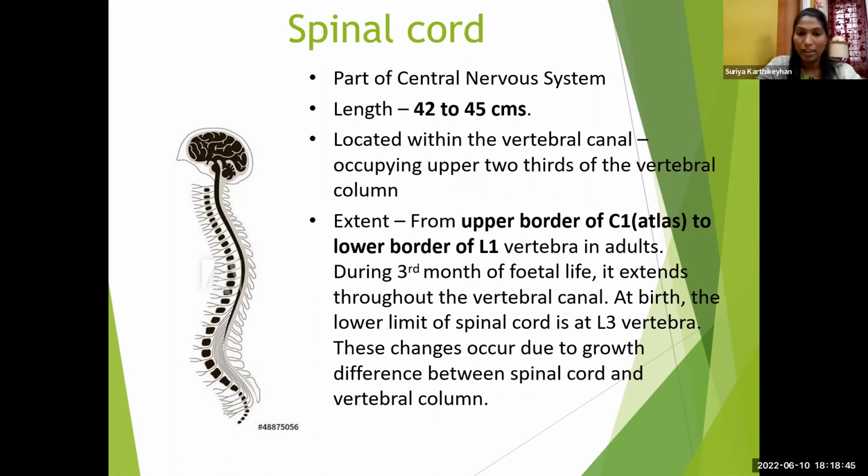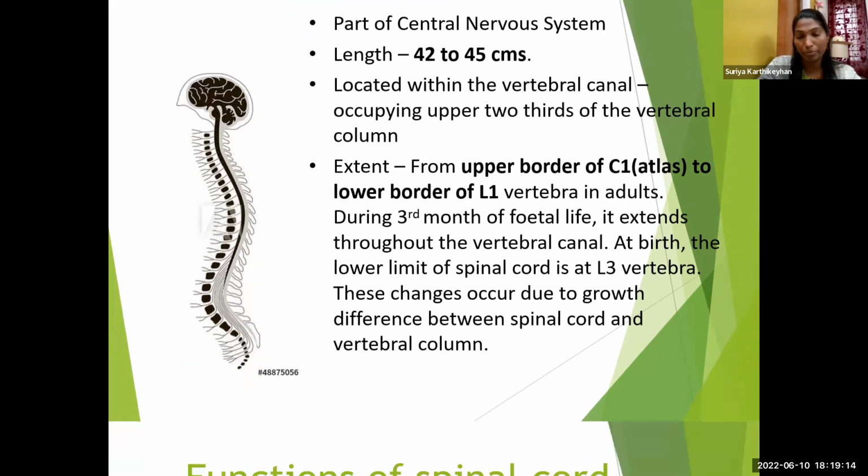So what happens in fetal life? What happens in infants? During the 3rd month of fetal life, it extends throughout the vertebral canal. But at birth, the lower limit of the spinal cord is at the L3 vertebral level. In an adult it will be L1; in an infant, it is up to the L3 vertebra. During fetal life, it extends throughout the vertebral canal. Why do these changes occur? These changes occur due to the growth difference between the spinal cord and the vertebral column.